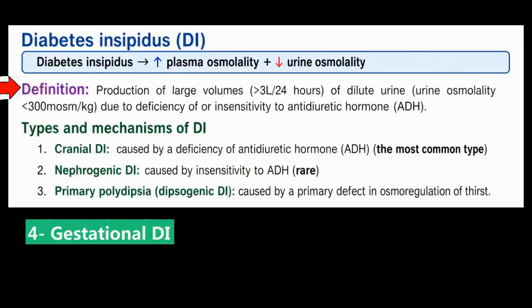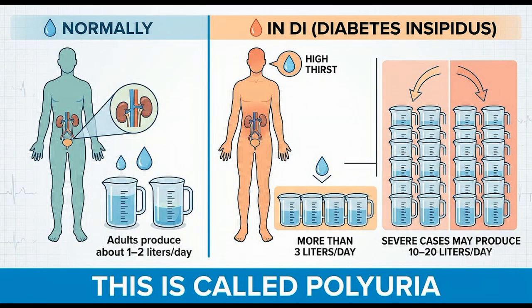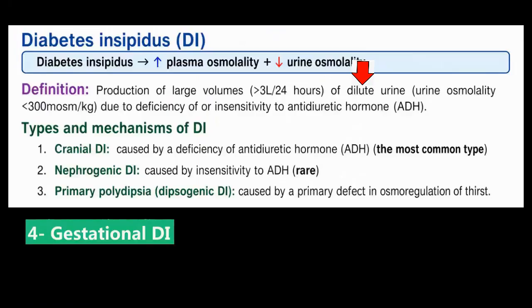Definition. The slide defines diabetes insipidus as production of large volumes, more than 3 liters per 24 hours, of dilute urine, urine osmolality less than 300 mosm per kilogram, due to deficiency of or insensitivity to antidiuretic hormone. Let's analyze every part. Large urine volume. Normally, adults produce about 1 to 2 liters per day. In DI, more than 3 liters per day. Severe cases may produce 10 to 20 liters per day. This is called polyuria.